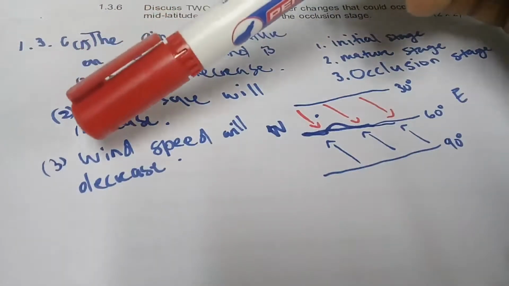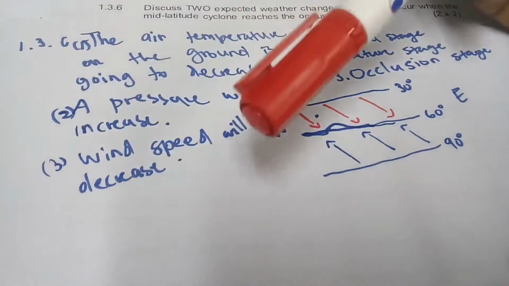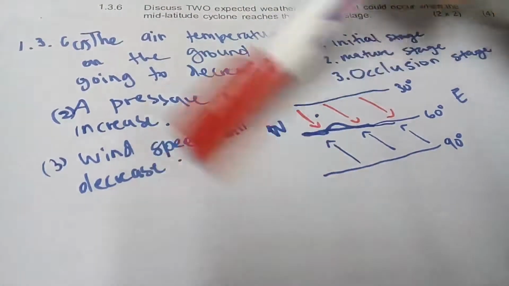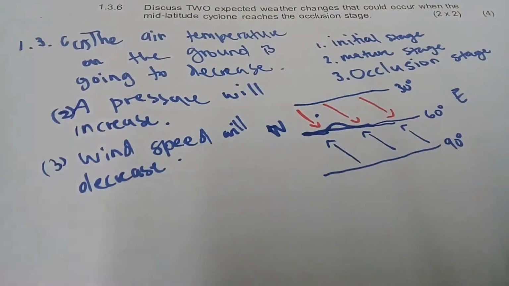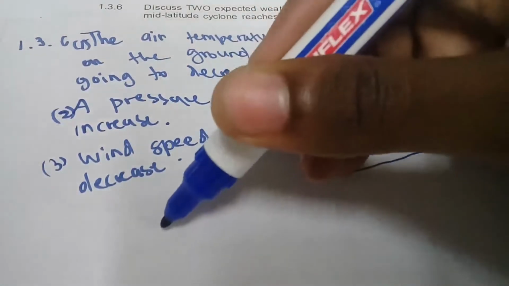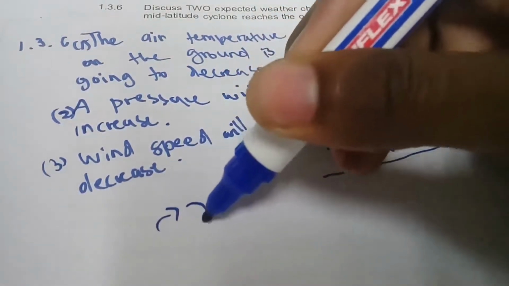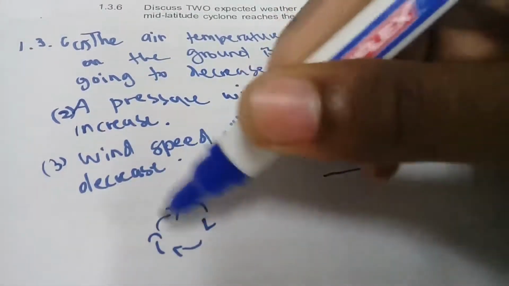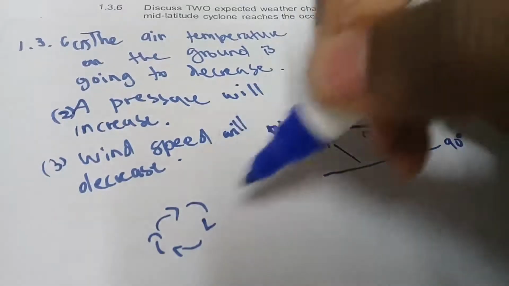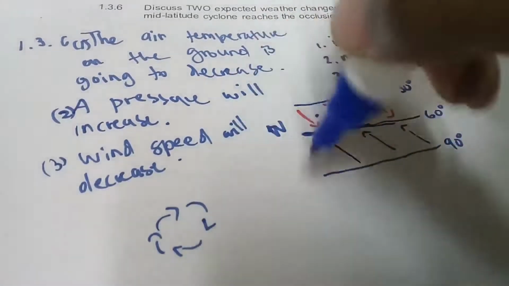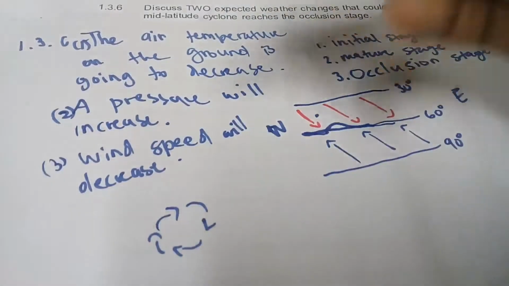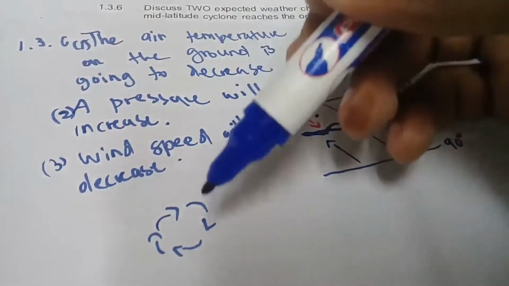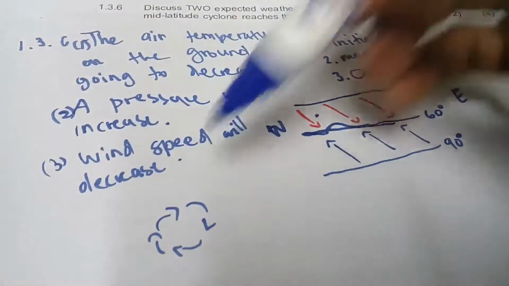The third one is wind speed will decrease. A mid-latitude cyclone, as it moves in a clockwise direction in the southern hemisphere, causes the wind speed to increase, right? It's moving at high speeds, and now it's becoming weaker in the occlusion stage. It's weak in its last stage, and therefore the wind speed will decrease.